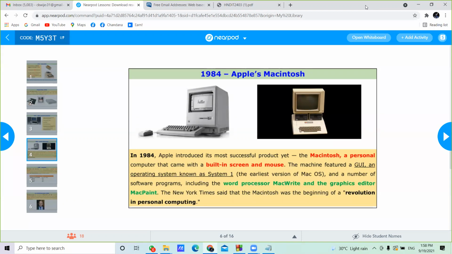Normally, it also contains some built-in software. For word processing, they used MacWrite, and some graphic editors like MacPaint were available with these Macintosh computers.